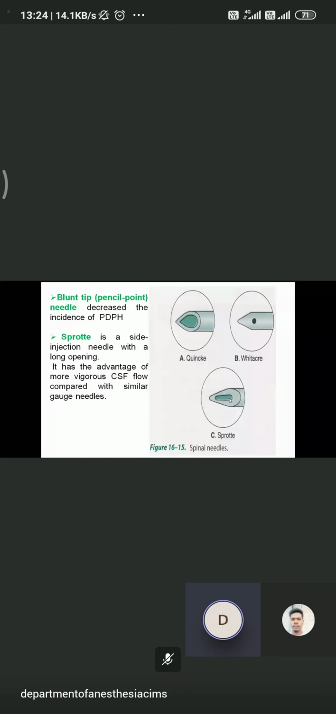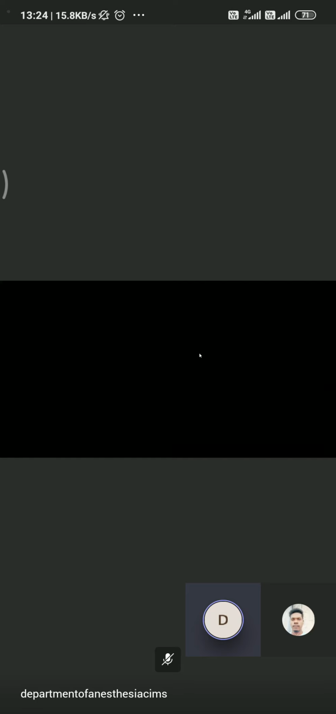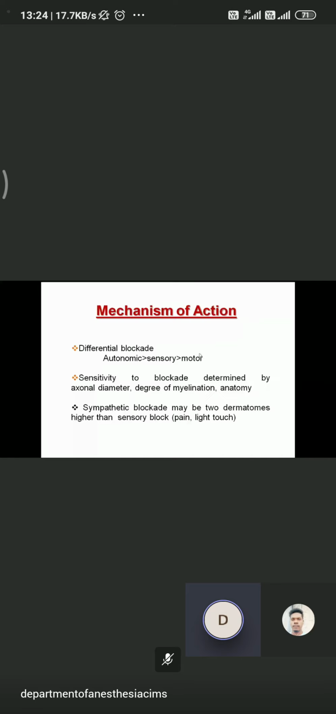This is Tuohy needle and this is Hustead needle. Tuohy needle is usually used for insertion of epidural catheters. So mechanism of action is differential blockade. So first of all, autonomic block occurs, then sensory, and then motor block occurs.